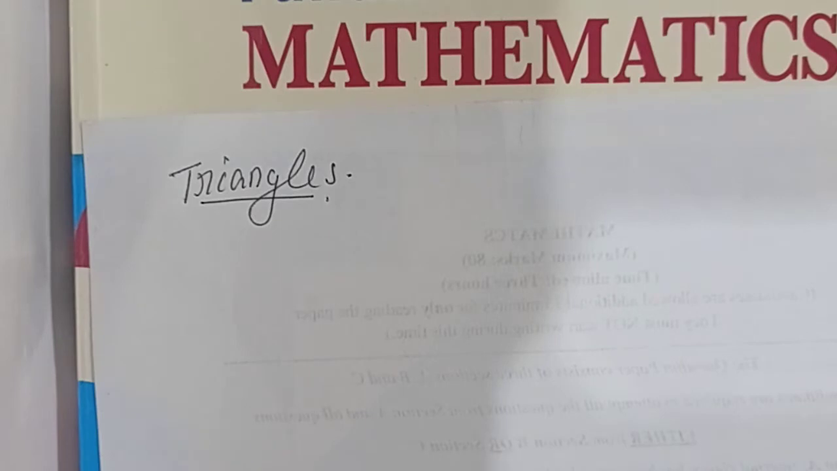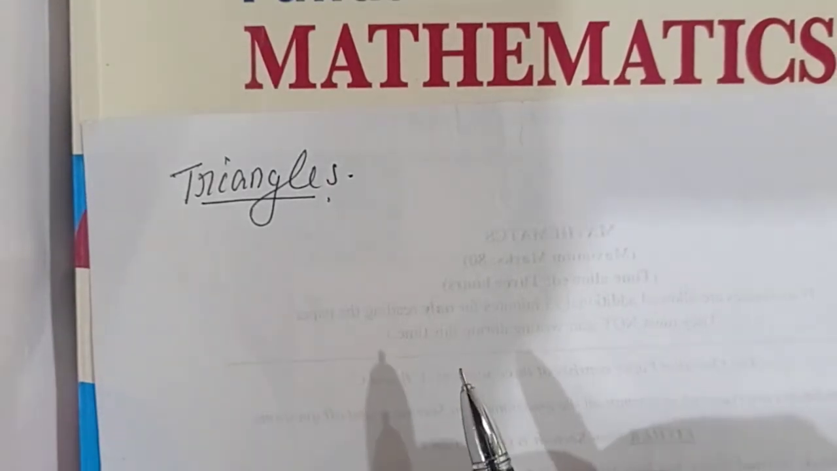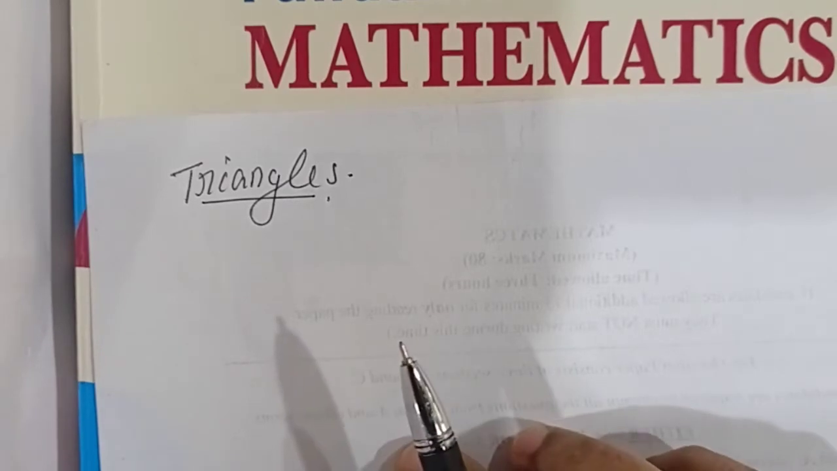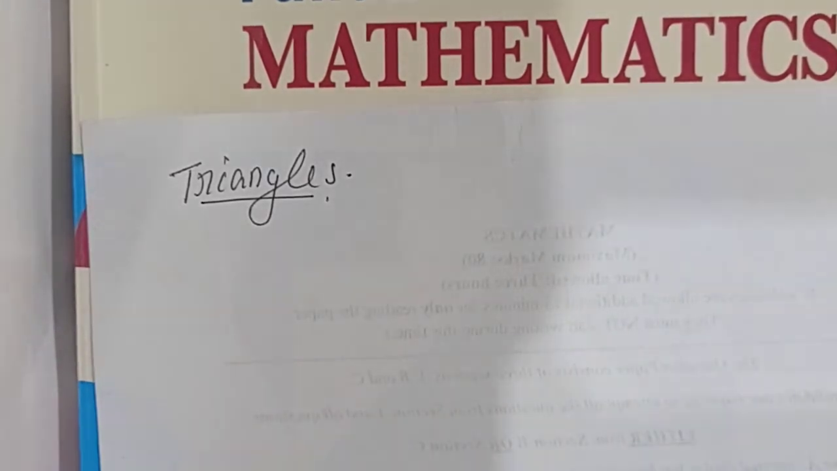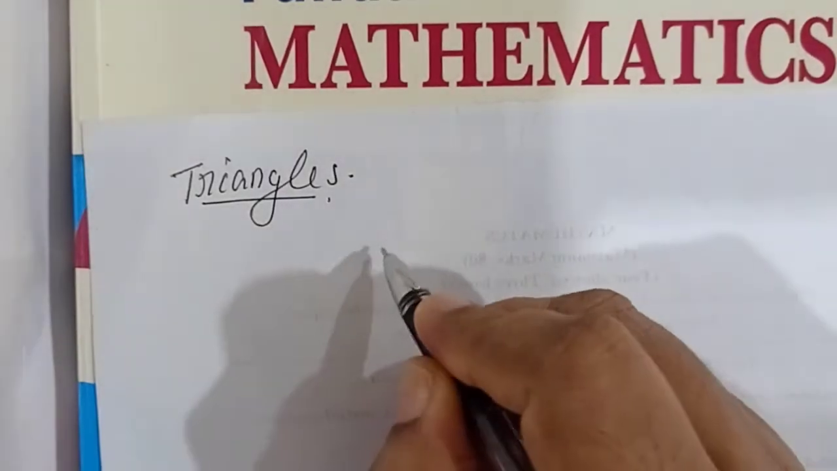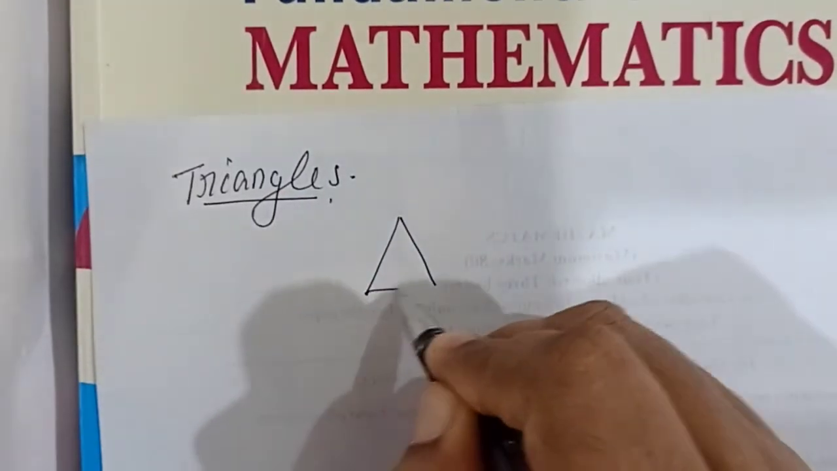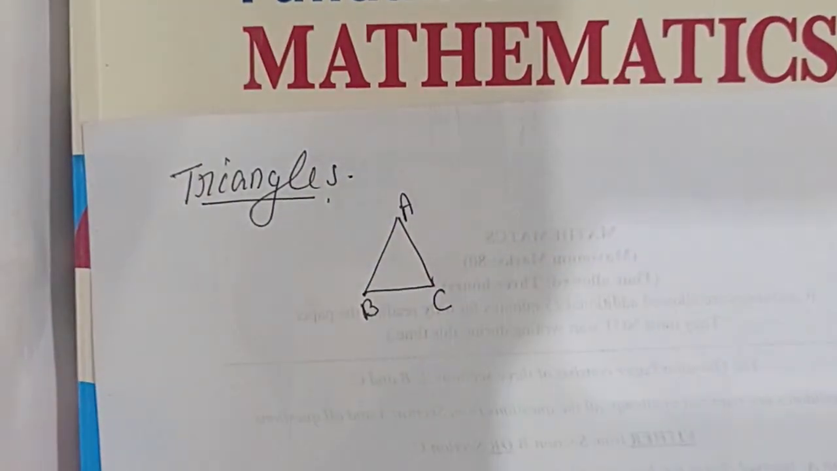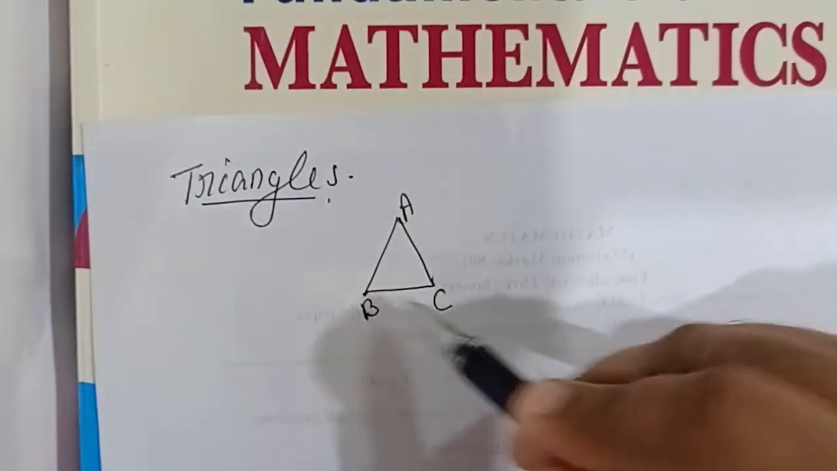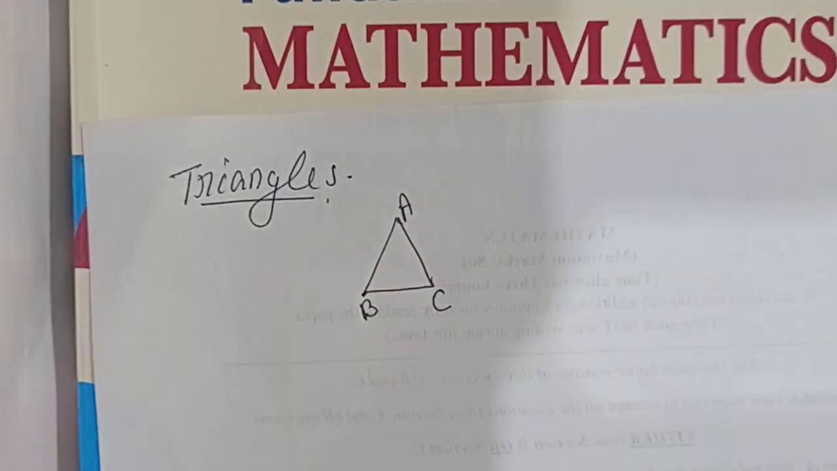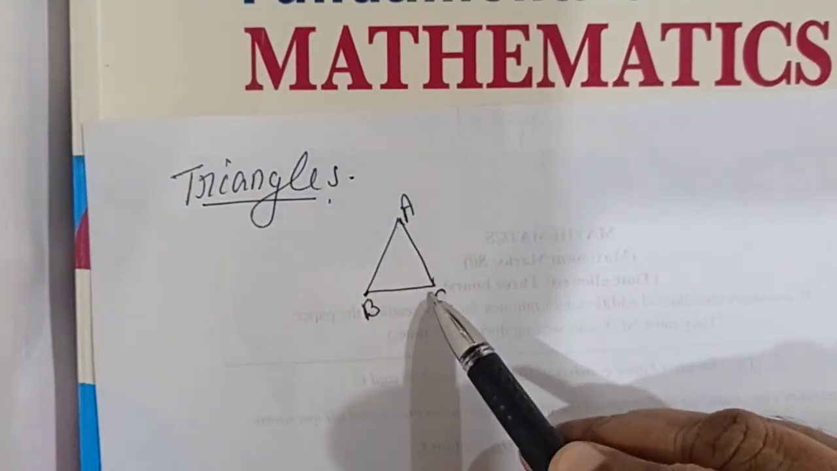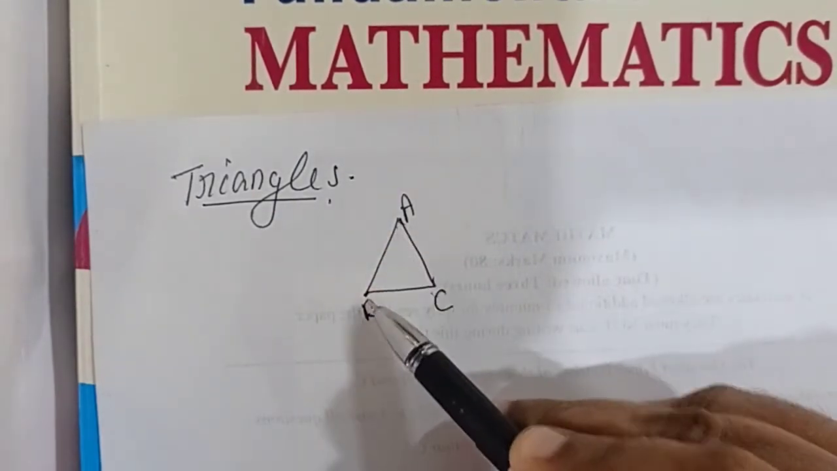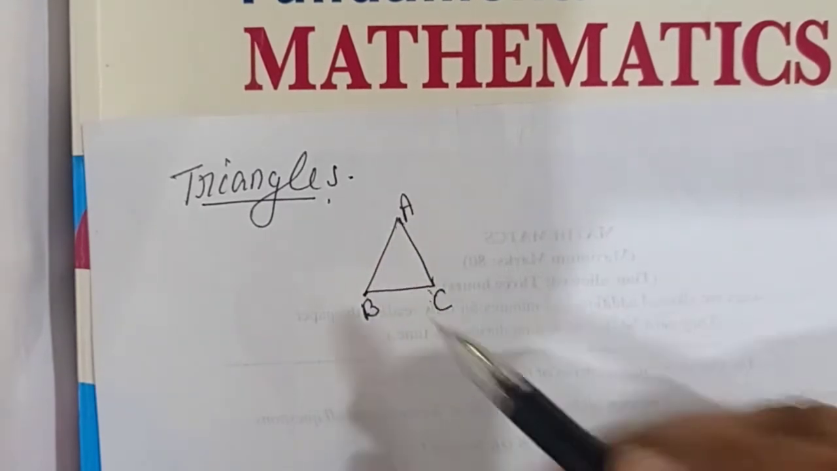Today's topic is triangles. A plane figure bounded by three straight line segments is called a triangle. ABC is the triangle. Every triangle has three vertices and three sides. Here the vertices are A, B, C and the sides are AB, BC and AC.